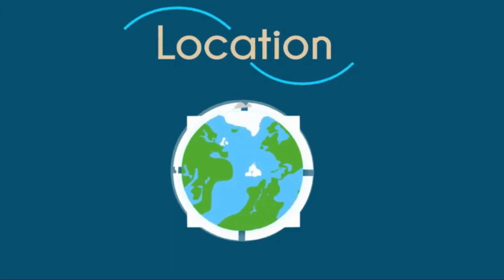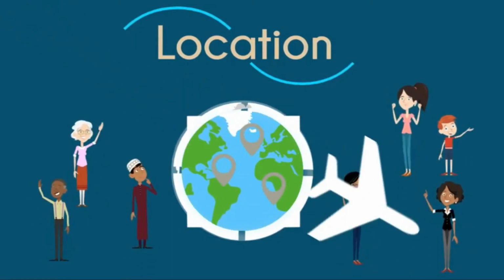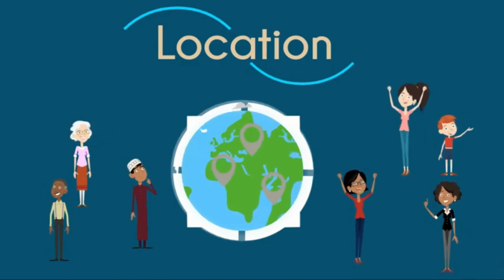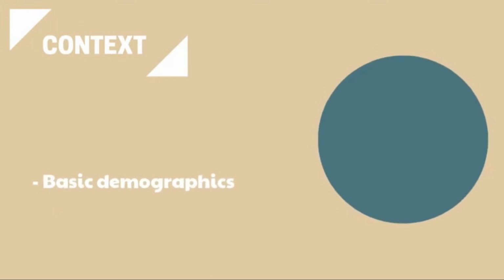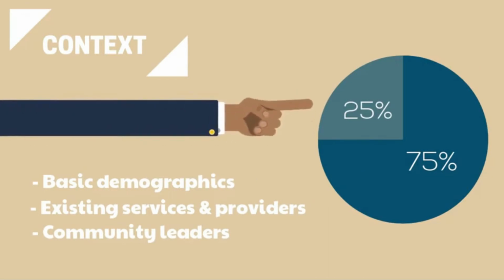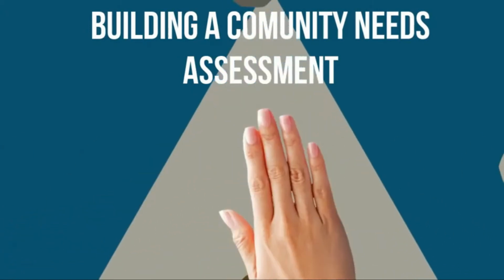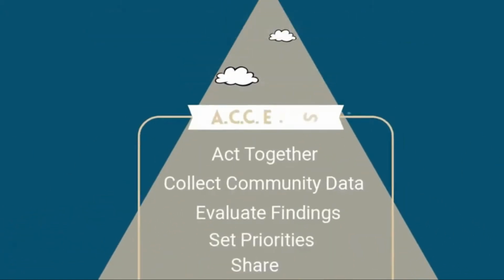From there, you'll want to determine the location. This can be a broad geographic region, like an entire state, or a small local community. After determining the location, you will want to understand the population's demographics, victim service providers in the area, and who the community leaders and stakeholders are. Now that we have named the 3 preliminary steps, let's build a community needs assessment with Access.